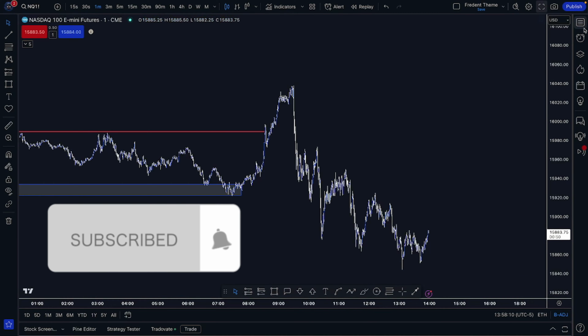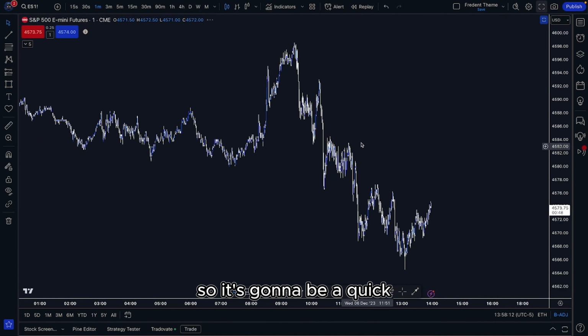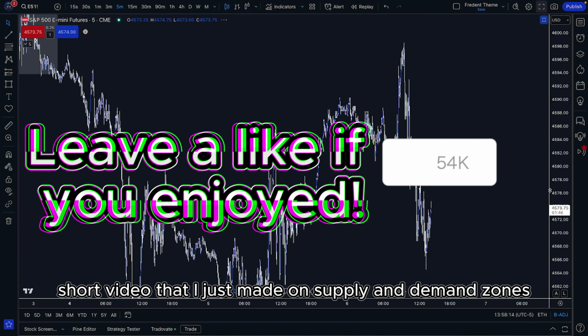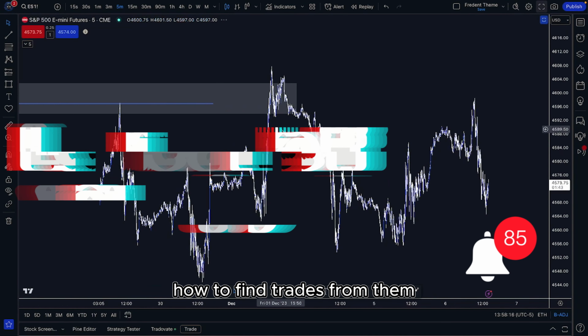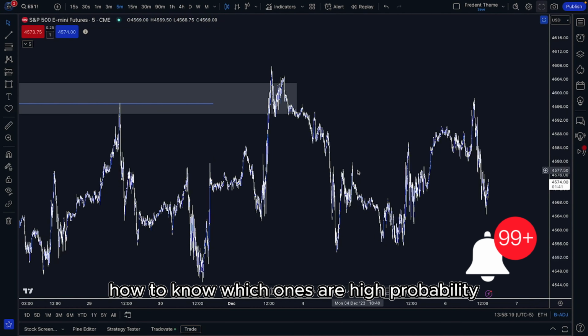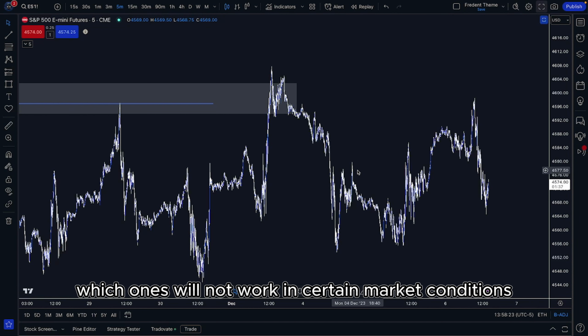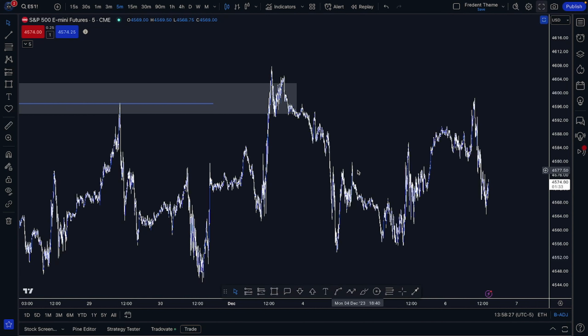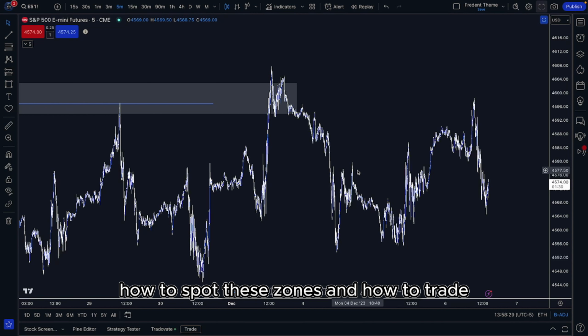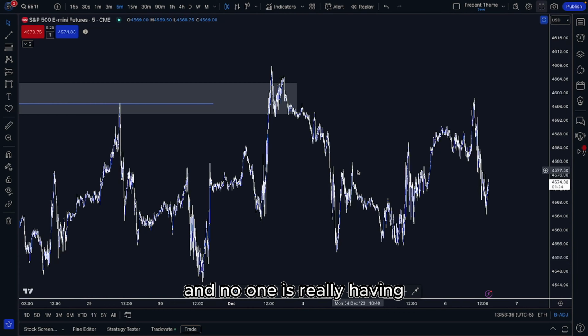Alright guys, so that's gonna be a quick short video that I just made on supply and demand zones, how to find trades from them, how to know which ones are high probability, which ones will not work in certain market conditions, and now you will know how to spot these zones and how to trade in market conditions that are choppy, where we are consolidating and no one is really having fun.